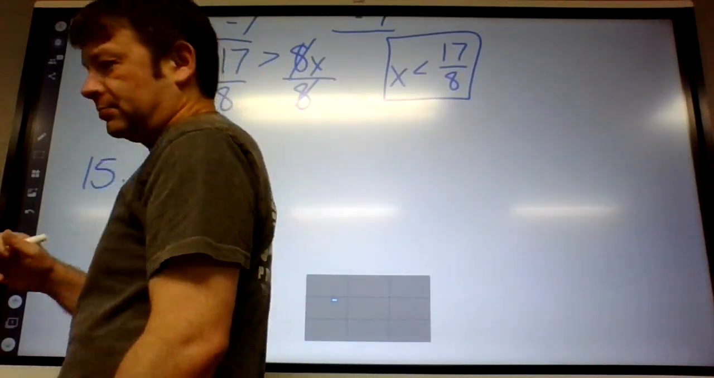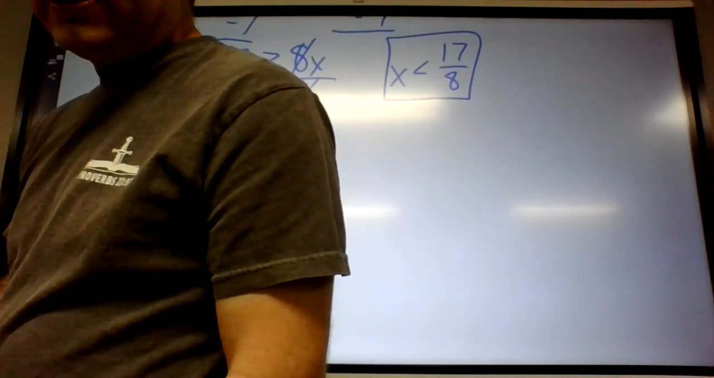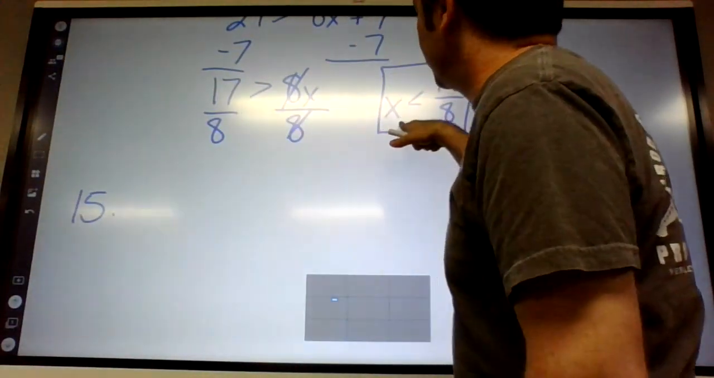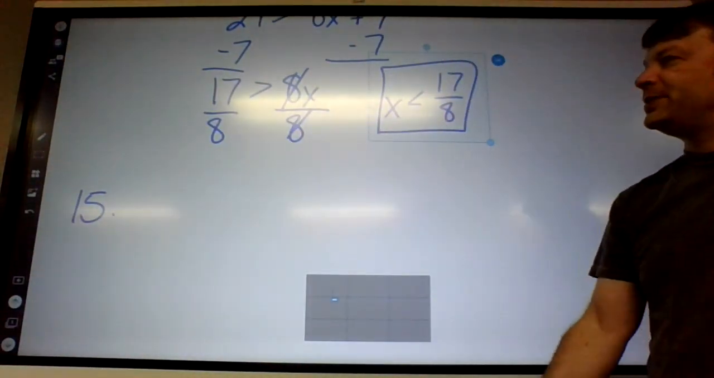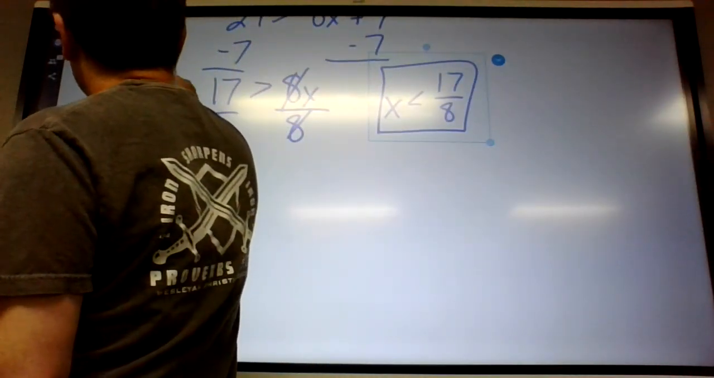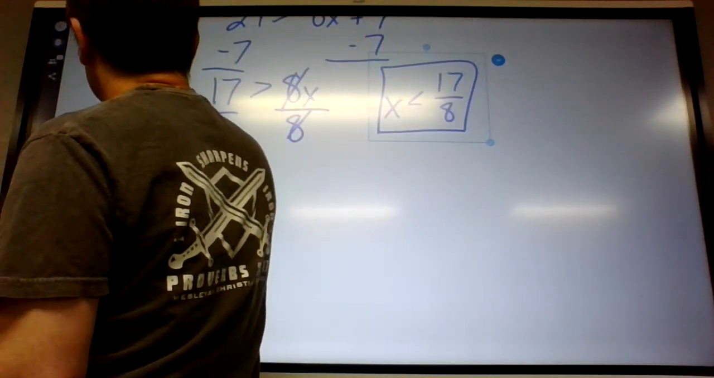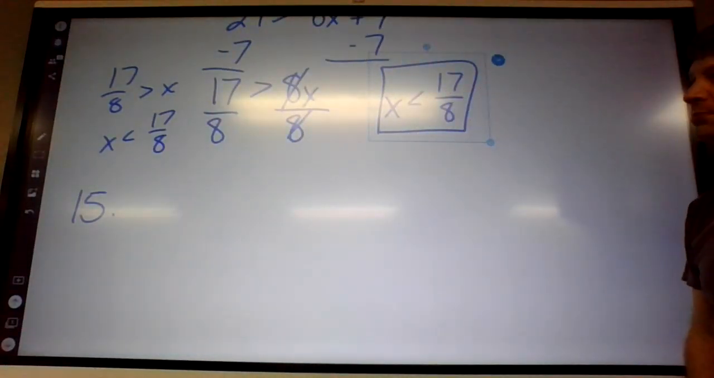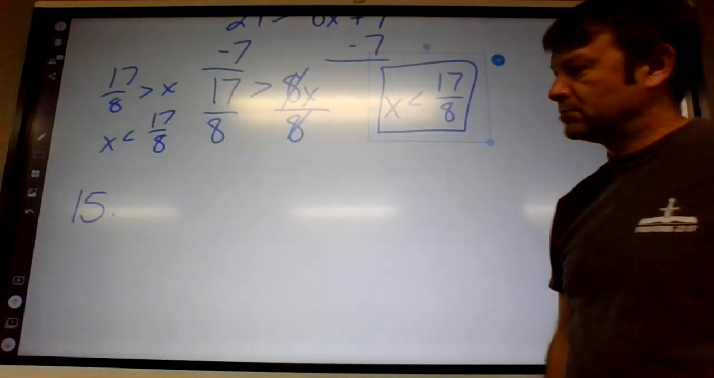Okay. Well, we're not gonna say sign switch, or flip. Because I put x on the other side. So 17/8 is greater than x. So it's either this or this.